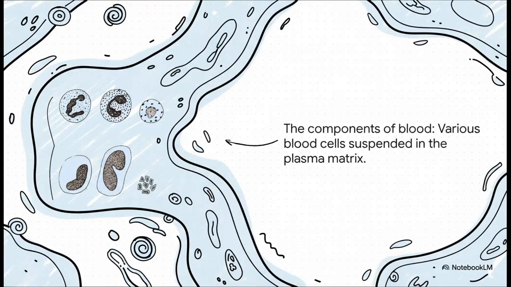Now, have a look at this picture. This shows us exactly what we were just talking about. You can see all the different types of cells here. The red ones are the red blood cells. You can see different kinds of white blood cells and also these little bits called platelets. And see how they are all just floating around? They are suspended in that fluid matrix, the plasma.